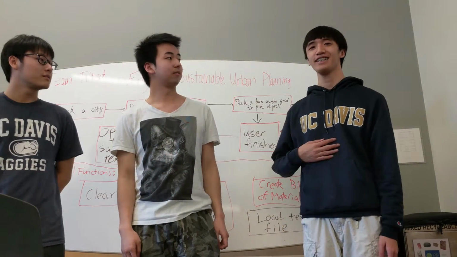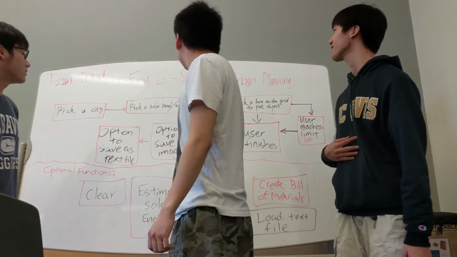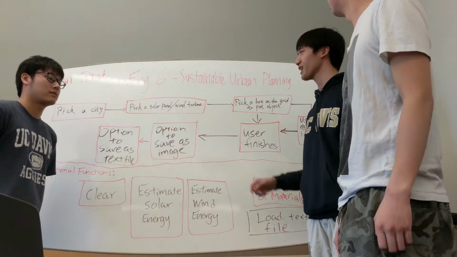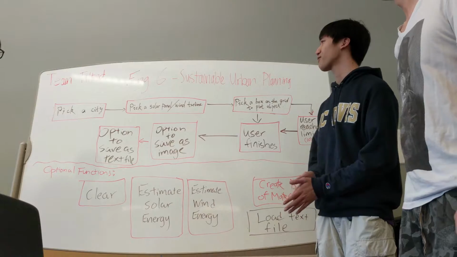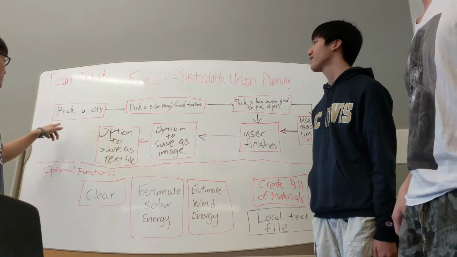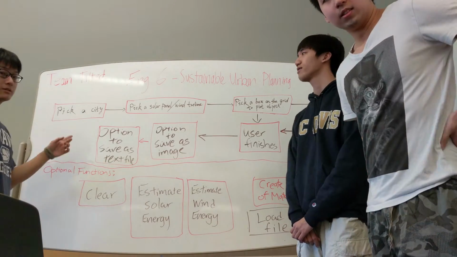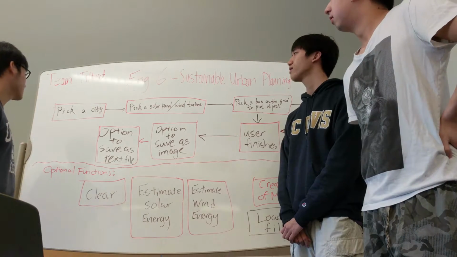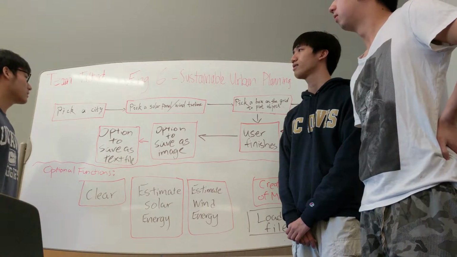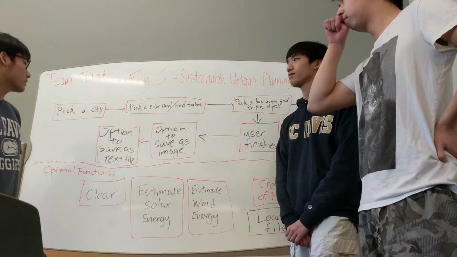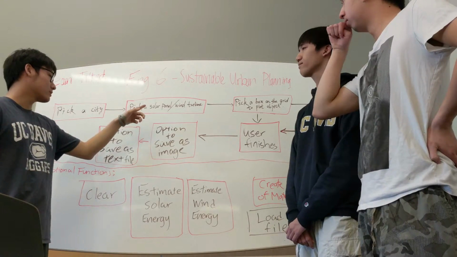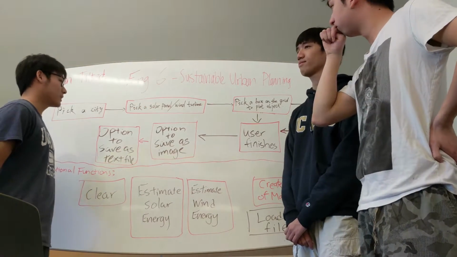And we are Team Tilted, and our project for the final project is Sustainable Urban Planning. So how our GUI works is: first of all, you have a pop-up menu for the user to choose a city to work with, and then you can choose the solar panel and the wind turbine to pick.